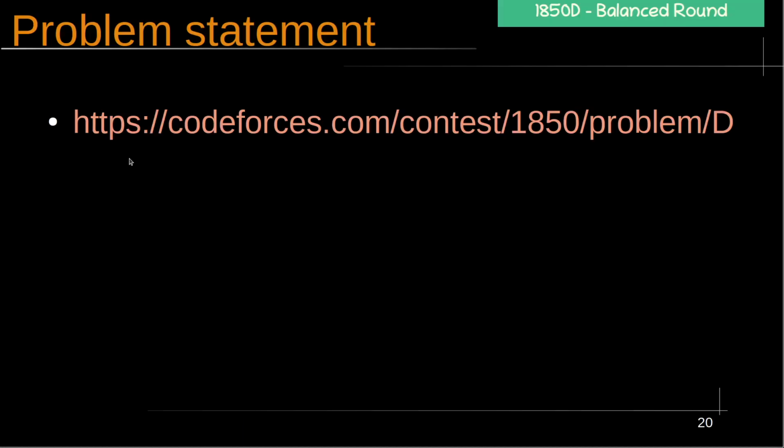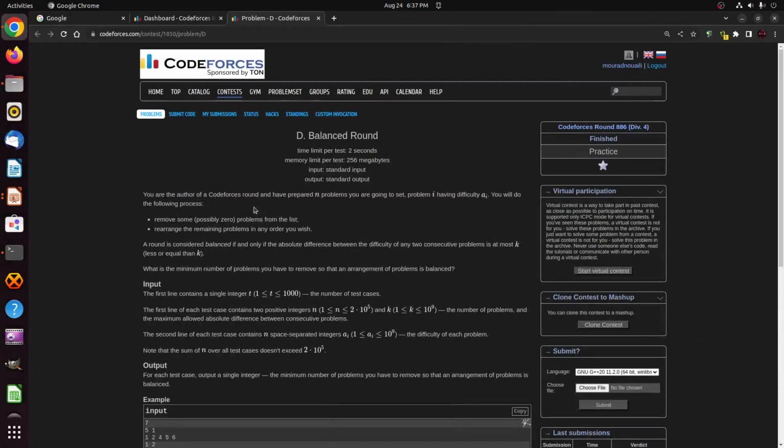Problem D, Balanced Round. This is the problem statement. You are the author of a Codeforces round and have prepared n problems. You are going to set problem I having difficulty AI. You will do the following process. Remove some, possibly 0 problems from the list. Rearrange the remaining problems in any order.